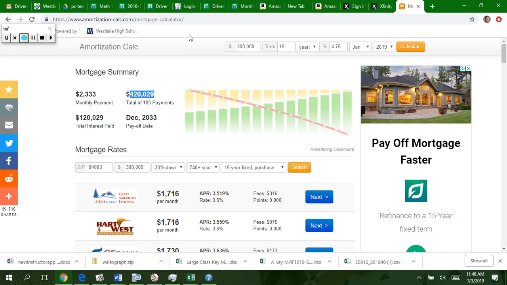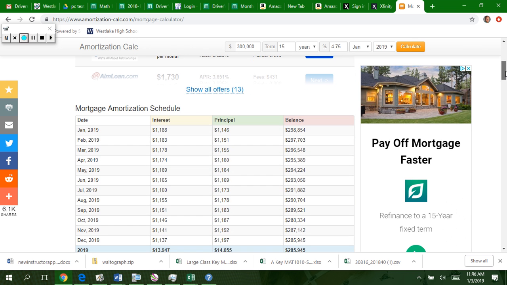So anyway, let's look at the 15-year loan. Now notice our payment went up quite a bit. It went up $800, didn't it? Okay, $800. But look right here. Right there, June. You're already paying more on your principal than your interest. 6 months. Took us 15 years.